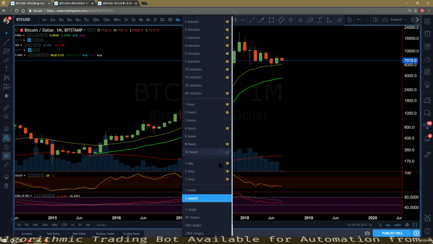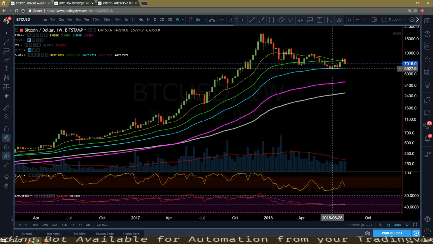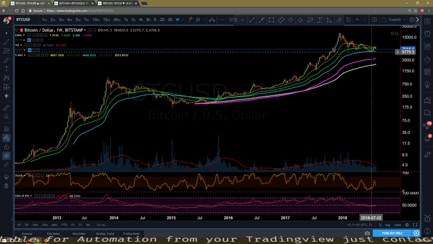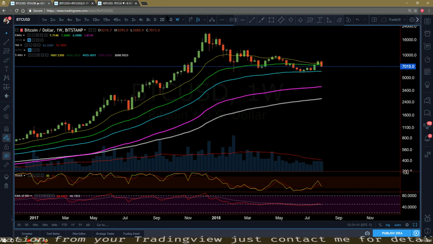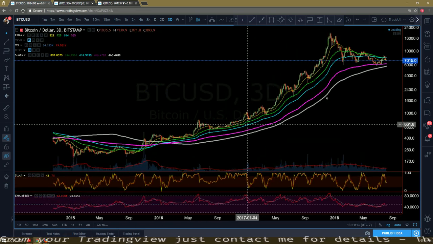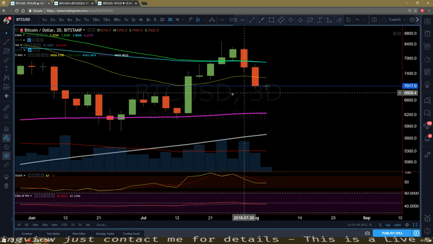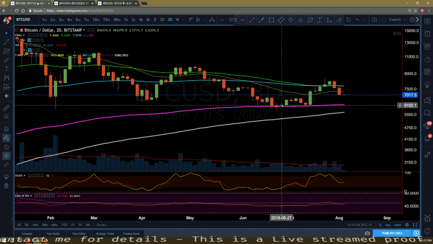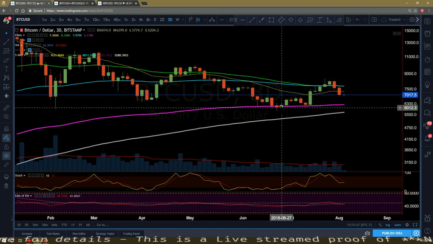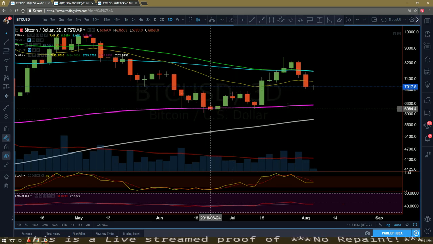Now let's migrate down to the weekly. What's going on here? We're respecting this right here, which is 6,002. Of course, we're going to start closing on this one first on the weekly. Look out for that. Let's go to the 3-day. Are we closing below anything on the 3-day? Doesn't look like it. These don't matter, because right when we closed below it, we closed right back above it the next week. It invalidated this one. You see that?